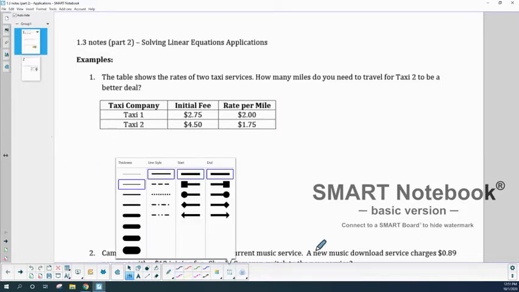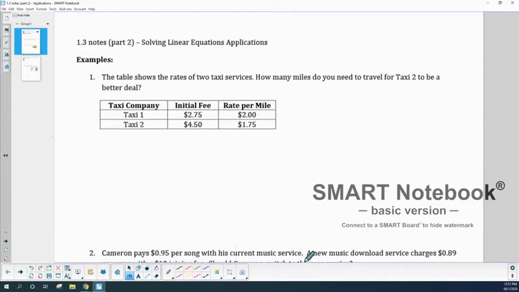So the first question says the table shows the rates of two taxi services. How many miles do you need to travel for taxi 2 for it to be a better deal? Okay, so if you look at taxi 1, there's an initial $2.75 fee, which is pretty typical when you get into a taxi. And then it's $2 per mile. Okay, taxi 2 has an initial fee of $4.50 that you pay, but then the rate per mile is a little bit less. It's $1.75 instead of $2.